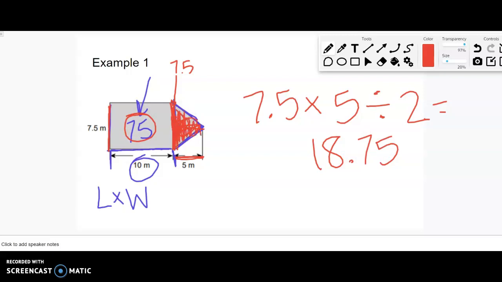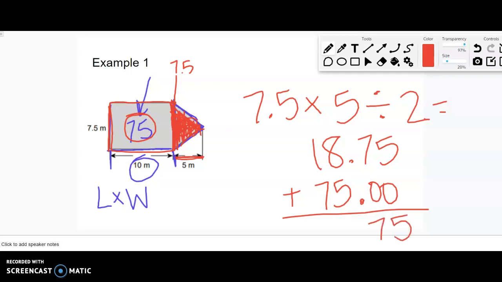And then I'm going to add the 75 and the 18.75 together. Because remember, this rectangle over here is 75. So I'm going to add those together. Again, you can use a calculator or do it by hand. If you do it by hand, just make sure you're lining up the decimals right if you have some decimals that ended up in there. So 93.75. It is area, so it's meters squared.